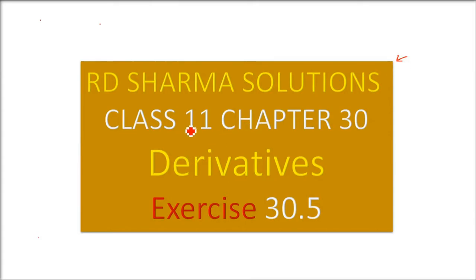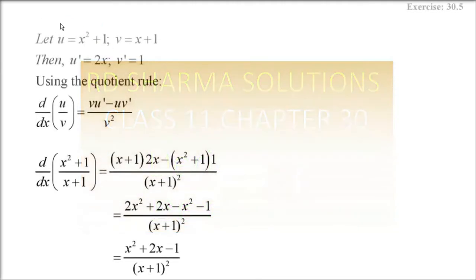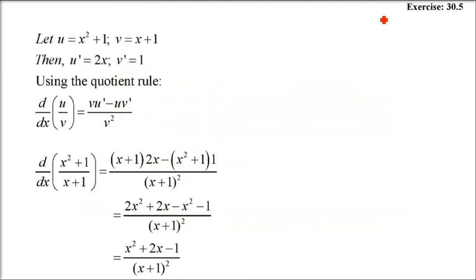This is R.D. Sharma solution, Class 11, chapter 30, derivatives, exercise 30.5. So this is exercise number 30.5. This is important. Why? Because most of the NCERT questions are in this particular exercise.